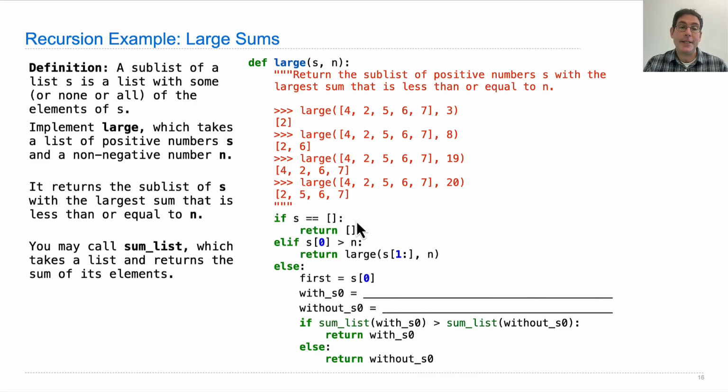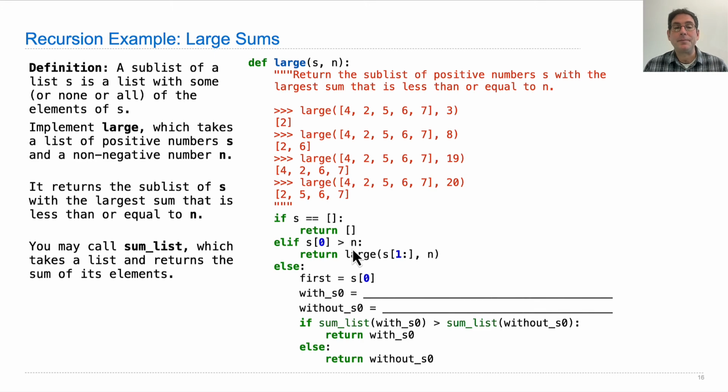If S is the empty list, then its only sublist is the empty list. And we're assuming here that n is non-negative, so it'll be at least 0. If S0 is greater than n, so that's the first element of S. If it's bigger than n, like in this case, 4 is larger than 3, then it sure can't be in a sublist that sums up to less than or equal to 3. And so we skip it. What do we mean by skip it? Well, we just call large on the rest of S using the same maximum sum. And since there's no sign of S0 anywhere in this expression, it will be left out of the eventual return value.